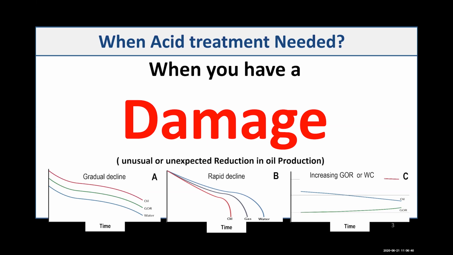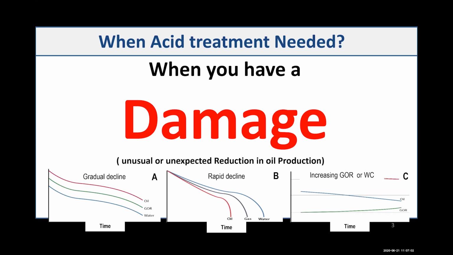Another one is when you start to notice an unexpected increase in the gas-oil ratio. An increasing gas-oil ratio is not something you like to see, because it means you have additional pressure drop that you are not expecting, and this additional pressure drop is increasing the gas-oil ratio.